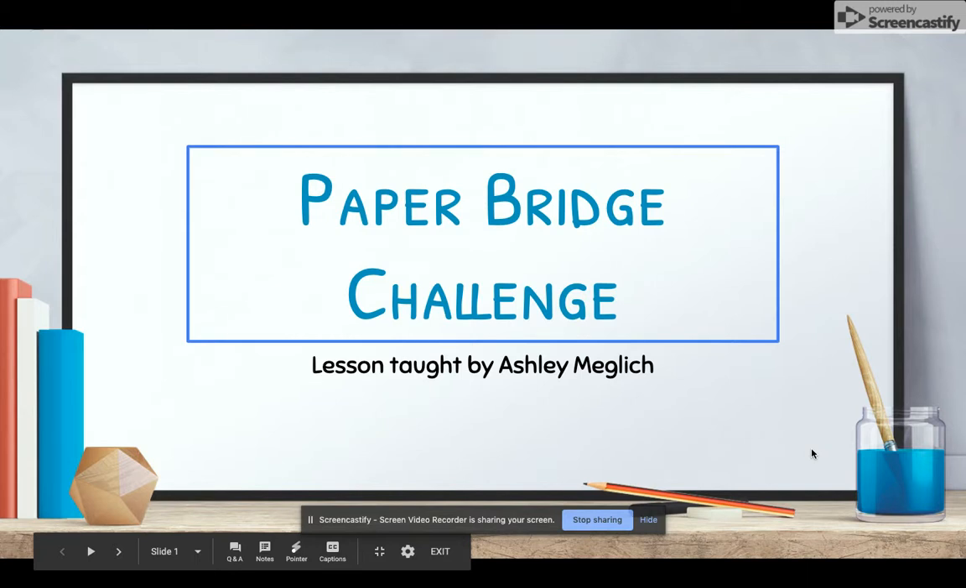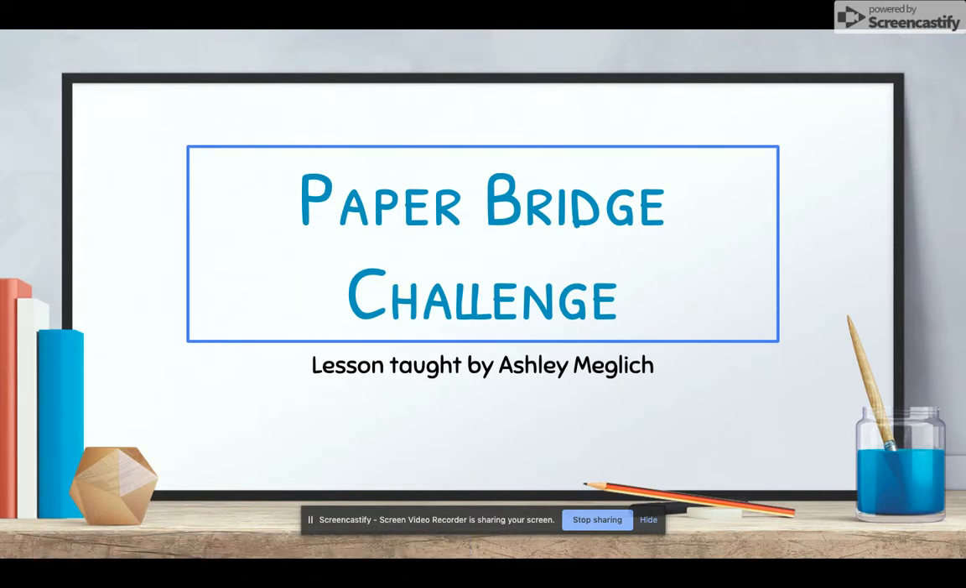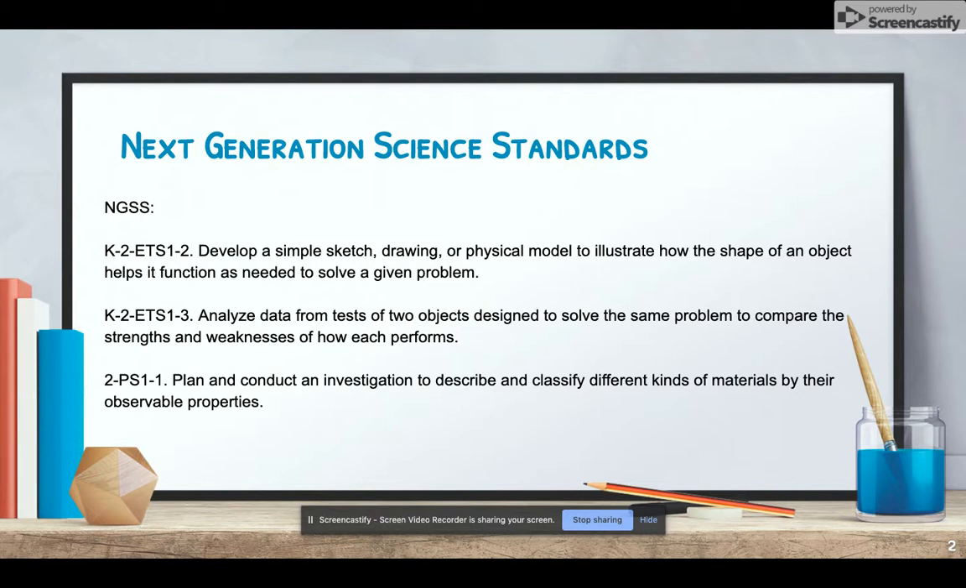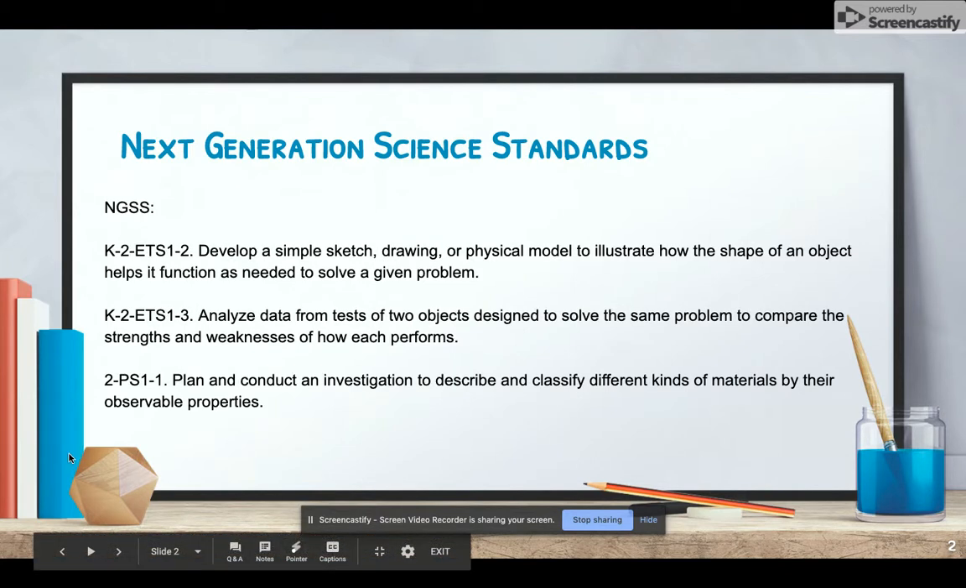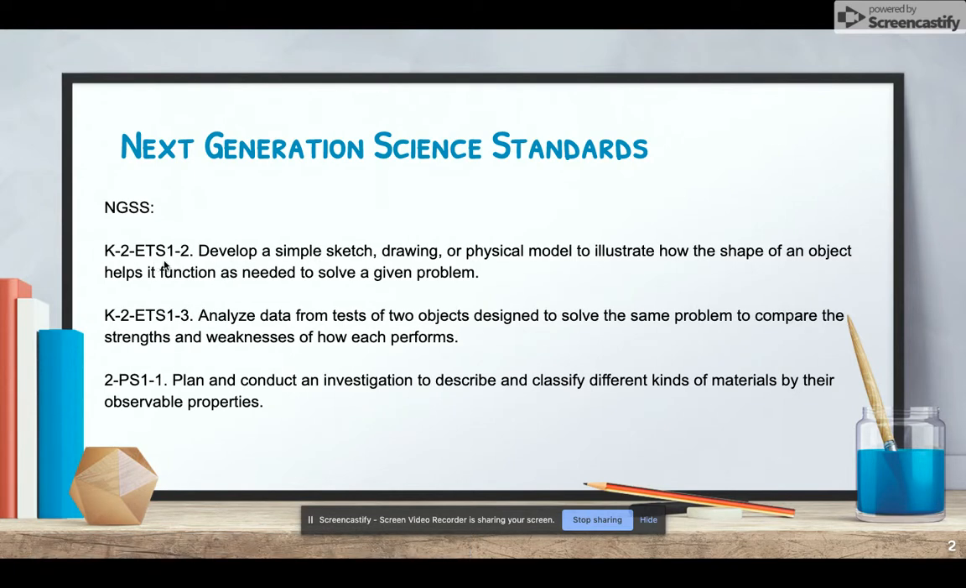This lesson is called the Paper Bridge Challenge. It was taught by myself, Ashley Meglich, in a second grade classroom. The Next Generation Science Standards that were met during this lesson were the kindergarten through second grade engineering, technology, and applications of science standards 2 and 3.